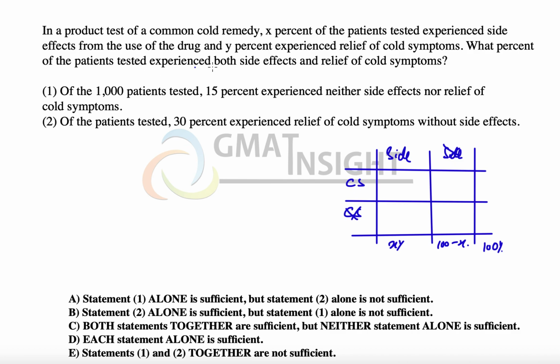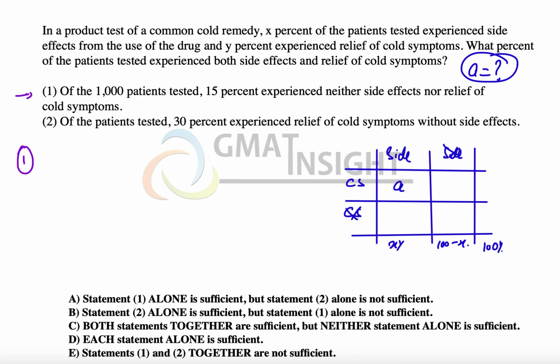What percent of the patients tested experienced both side effects and the relief of cold symptoms? If we call it A, the question is talking about the value of A in terms of percentages. Now, let's start with the first statement. The first statement says, of the 1000 patients tested, 15% experienced neither side effect nor the relief of cold symptoms. So it's talking about 1000 patients.